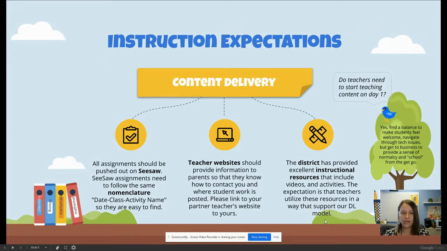For content delivery, all assignments should be pushed out on Seesaw. Seesaw assignments need to follow the same nomenclature or name, like this: date, class, activity name, so they are easy to find. Teacher websites should provide information to parents so that they know how to contact you and where student work is posted. Please link your partner teacher's website to yours. The district has provided excellent instructional resources, fantastic, that include videos and activities. The expectation is that teachers utilize these resources in a way that supports our dual language model.